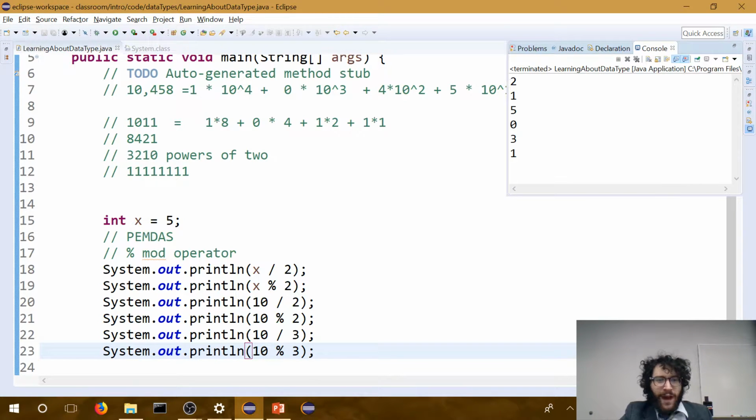Okay, so 5 divided by 2 is 2. 5 mod 2, the remainder after dividing 5 by 2, is 1. 10 divided by 2 is 5, right? And if we divide 10 by 2, we don't get a remainder. So 10 mod 2 is 0.